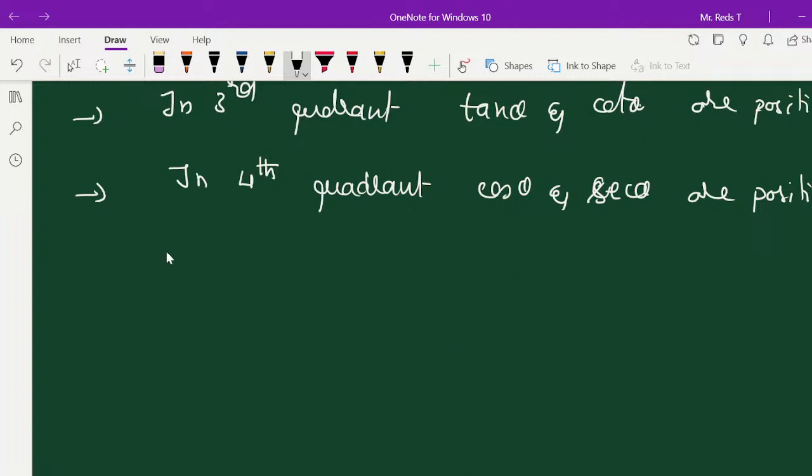Some books may give you other ways of remembering, for remembering purposes. Instead of ASTC, they give sentences like "All Silver Teacups", "Add Sugar to Coffee", or "After School To College". This kind of expansion sentence will also be given. Just by using any of these you can remember the ASTC rule. In ASTC, A stands for all, S stands for sine, T stands for tan, C stands for cos. Right.